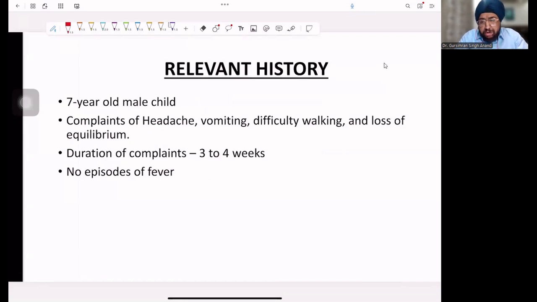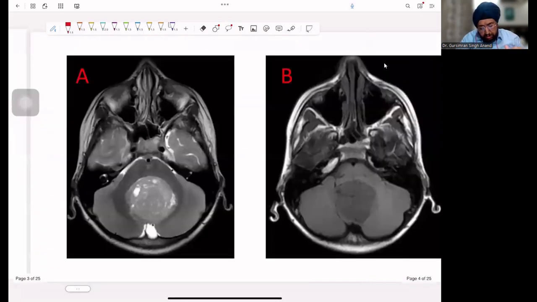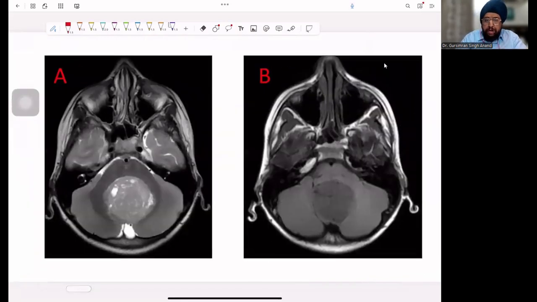So this is the relevant history which has been provided to you. A 7-year-old male child presented with complaints of headache, vomiting, difficulty walking, and loss of equilibrium, with a duration of complaints extending from a period of about 3 to 4 weeks. No episodes of fever were reported. The patient was referred for an urgent MRI brain in our department.